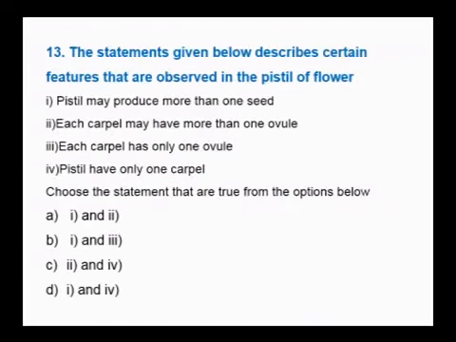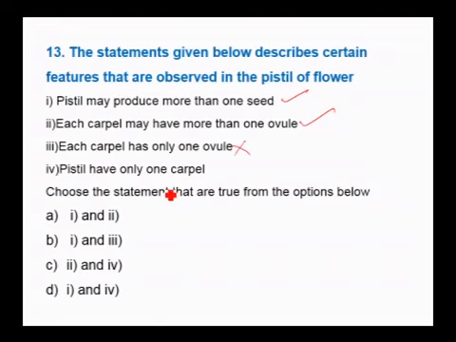Next question. The statements given below describe certain features that are observed in the pistil of a flower. Pistil is synonymous to gynoecium made up of one or many carpels. Pistil may produce more than one seed. Certainly, it is correct. Each carpel may have more than one ovule. So, ovules are the ones which develop into seeds. Therefore, each carpel can have many ovules. Each carpel has only one ovule. So, they may have one or many. Therefore, this is a wrong statement.